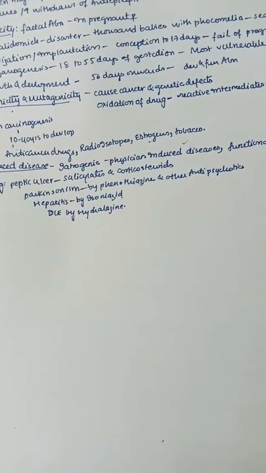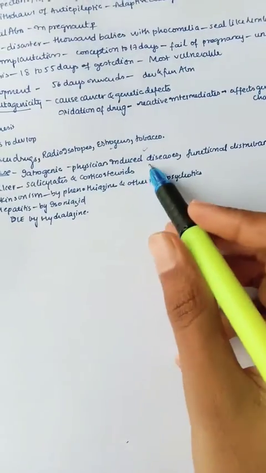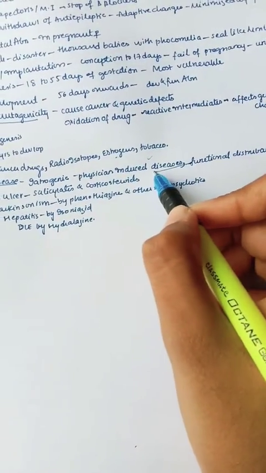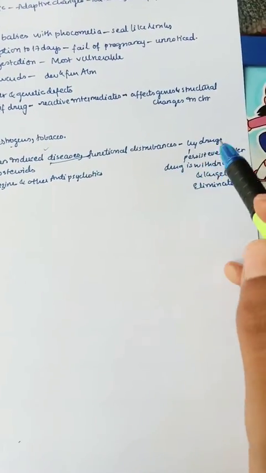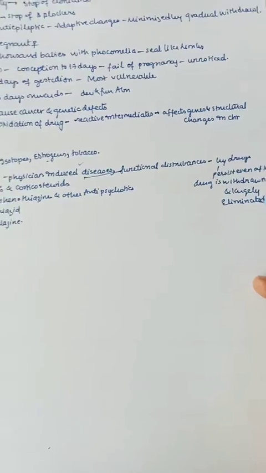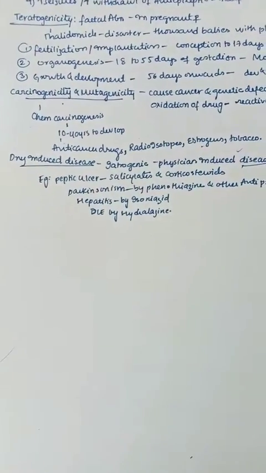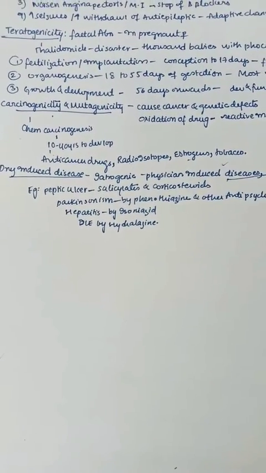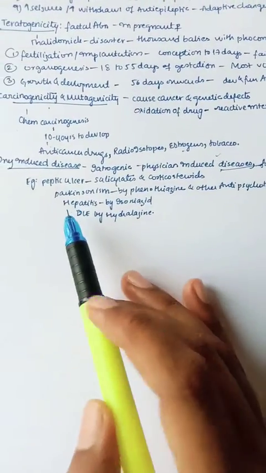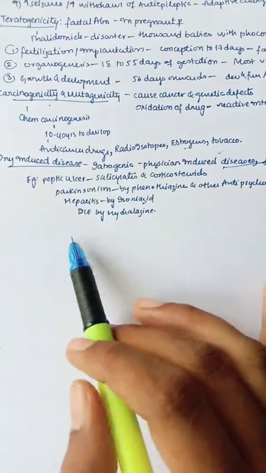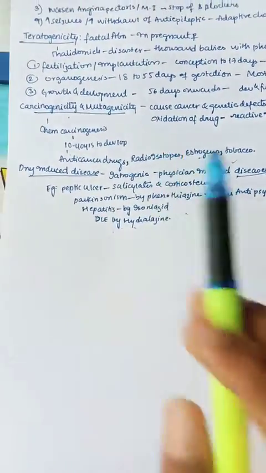Next, coming to drug-induced disease. This is known as iatrogenic, that is physician-induced disease, caused by the doctor giving the drug. These are functional disturbances caused by drugs that persist even after we stop the drug and it is largely eliminated. Examples: peptic ulcers by salicylates and corticosteroids, parkinsonism by phenothiazines and other antipsychotics, hepatitis by isoniazid, and DLE by hydralazine. These are the examples, and in our textbook, refer to KD Tripathi.